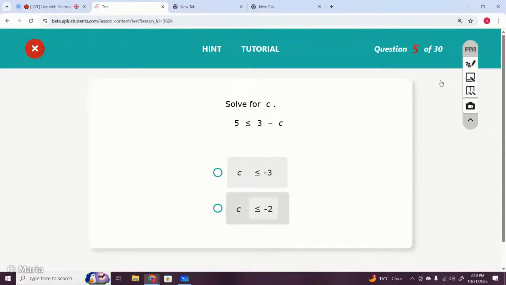C is less than or equal to negative 2. Option number 2 is the correct option.